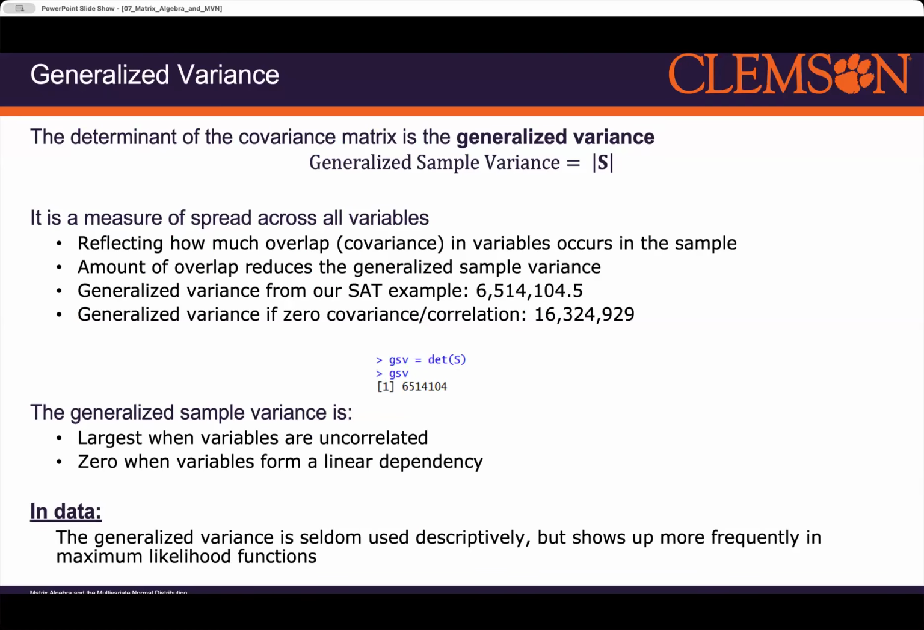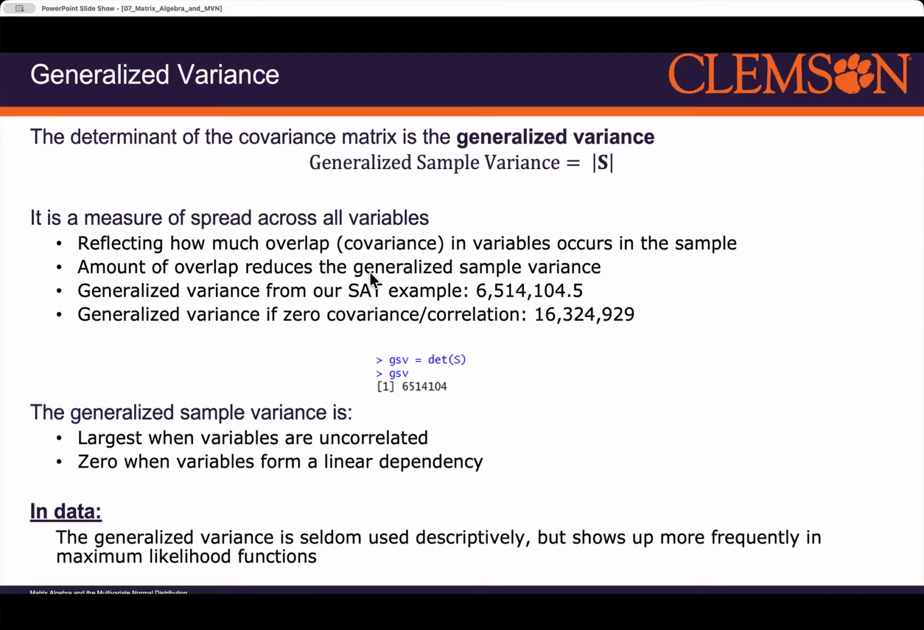Okay, I mentioned before the determinant is the generalized sample variance, right? It's sort of the measure of spread across all variables. It really quantifies the area of a hypercube pointing off in that three-dimensional space. It reflects how much overlap in variables occurs in the sample. The amount of overlap reduces the generalized sample variance, right?